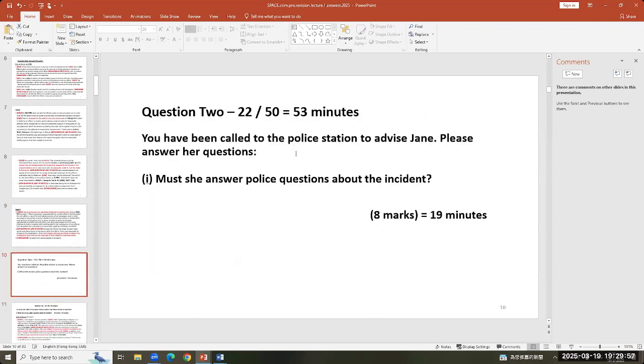All right. Next part, question 2, is worth 22 marks in total, but it's divided up into a number of subsections. So again, the first part is worth 8 marks, right? So if we work on the basis of a 2-hour exam, which it was back then, that gives us 19 minutes. So now we have been called to the police station to advise Jane. Please answer her questions. Must she answer police questions about the incident?